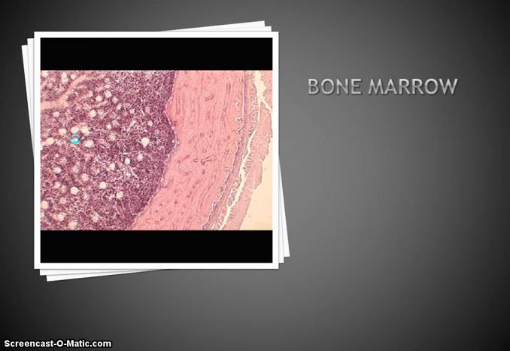Pretty much as a child, as an infant, all of our bones contain red marrow. And as we age, it does get replaced by yellow marrow. And the yellow marrow is a good source of fat storage.